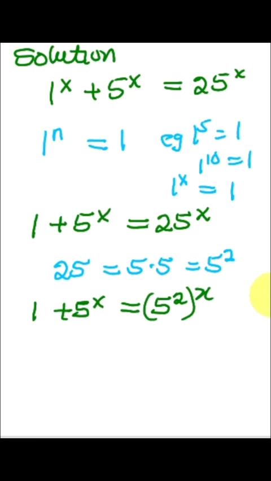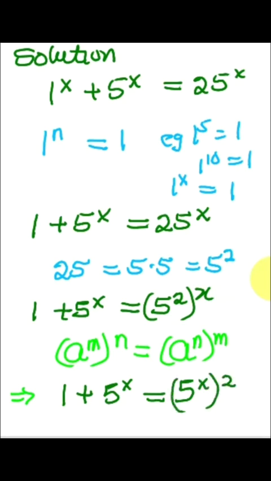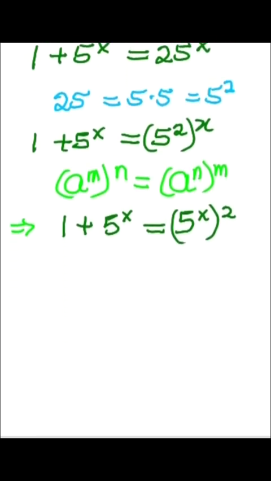Here we need to look at this rule of indices. A very beautiful rule: if you have a to the power m all raised to the power n, it can be written as a to the power n all raised to the power m. So we are transposing the exponent. If you apply that, we now have 1 plus 5 to the power x equals 5 to the power x all squared. So we have transposed the exponent.